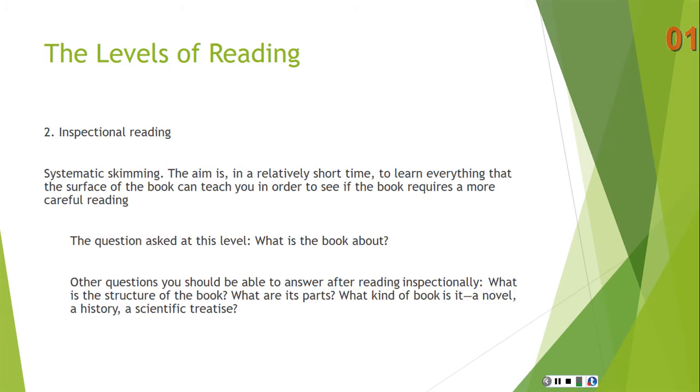Two is inspectional reading. Another way of putting this is it's systematic skimming. You're skimming the book, but when you're doing so, you're looking for very specific things. The aim is, in a relatively short time, say 15 minutes, an hour, to learn everything that the surface of the book can teach you. Surface level reading, you see. You're learning everything that the book can teach you in that amount of time in order to see if the book requires a more careful reading.